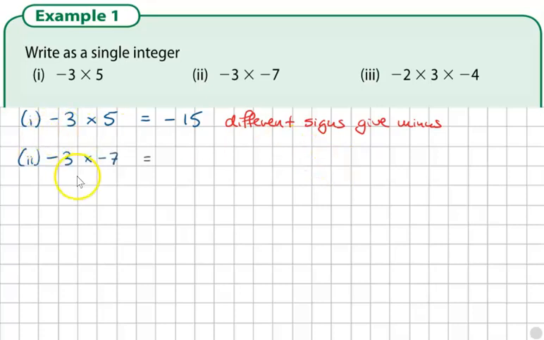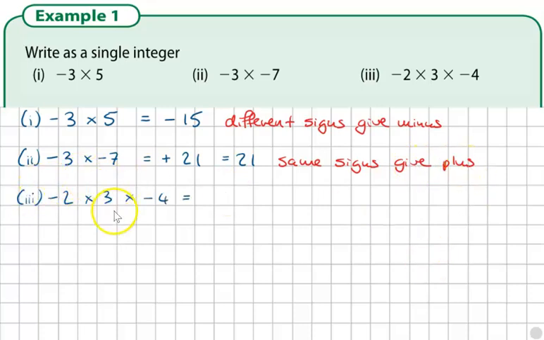Part 2, -3 times -7. So a minus by minus gives a plus, or you could say same signs give plus, and 3 by 7 is 21. So we get +21, but we can get rid of the plus and just write 21. So same signs give plus.